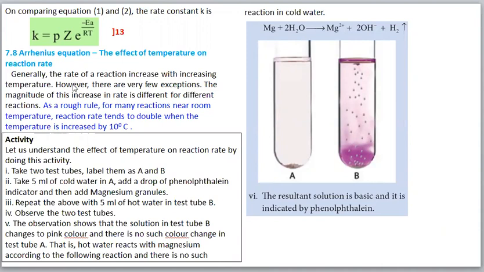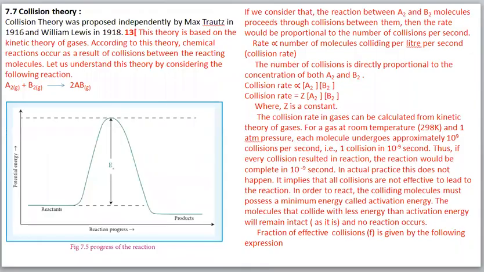First, we can study the effect of temperature on reaction rate. Already we studied the collision theory. You see here the graph in which potential energy is plotted along the y-axis, and reaction progress is along the x-axis. This is the energy of reactants. This is the energy of activated complex or transition state.